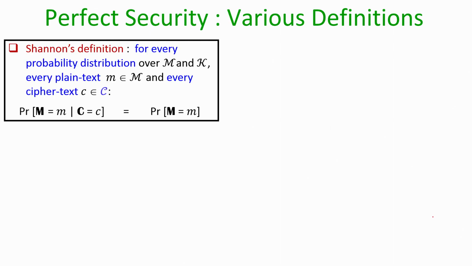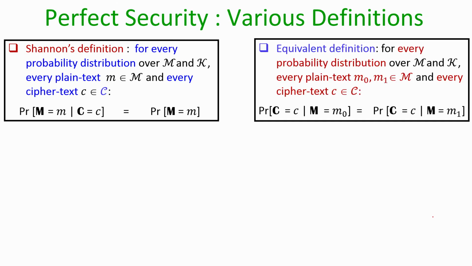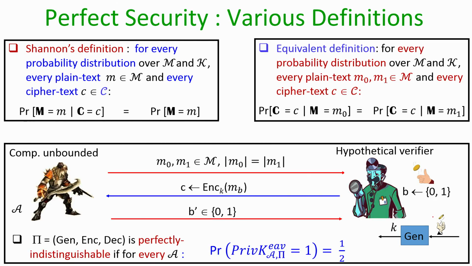The original definition of perfect secrecy as given by Shannon was this. We saw the first equivalent definition, and now we have this game based definition. So, we have now three different definitions, and it can be proved that all three are equivalent to each other. We already proved that the first two definitions are equivalent. We can also prove that the third definition is equivalent to the first definition, and also equivalent to the second definition.